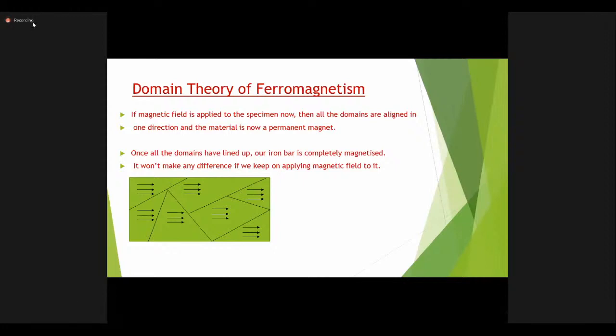This is the reason why permanent magnets are always manufactured using ferromagnetic materials, because it is easy to align the dipoles in one direction. When you apply a magnetic field to a ferromagnetic material, the domains grow in size, and all the domains align in one direction. So if you remove the magnetic field, there is no difference. The domains will not go back to their original position where they were randomly oriented. They will remain in this alignment only.